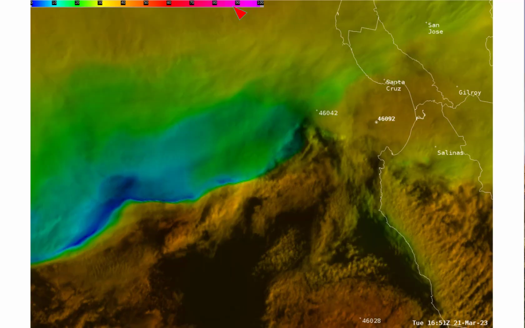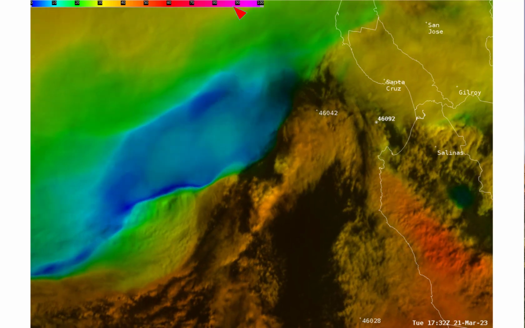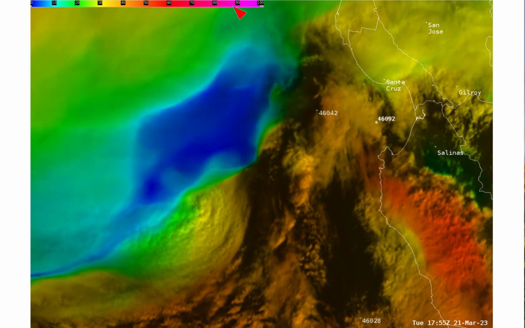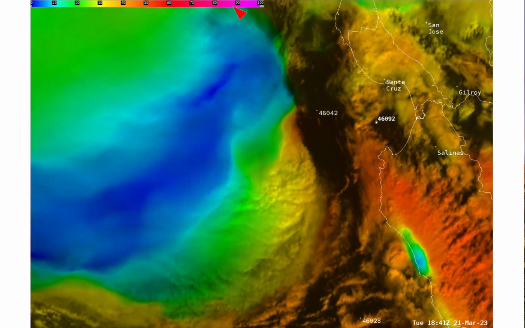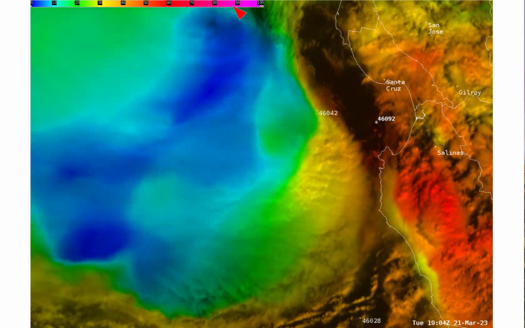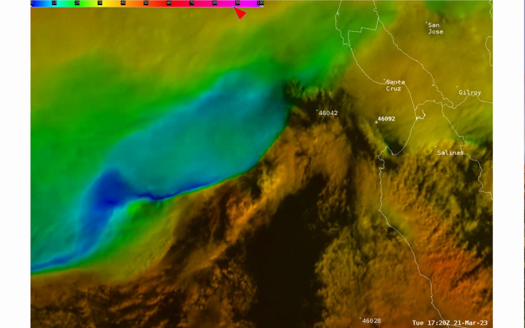I want to show an experimental product that is not currently in AWIPS but has been demonstrated at the Satellite Proving Ground Hazardous Weather Testbed and received favorable reviews. Therefore, we view this as a potential operational product in the future. You're looking at the Octane Speed Sandwich product.